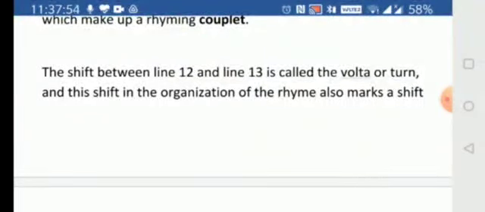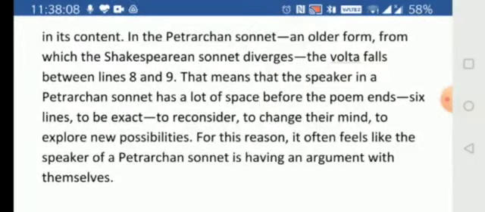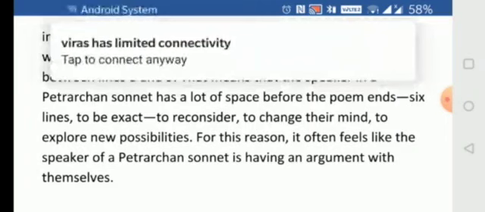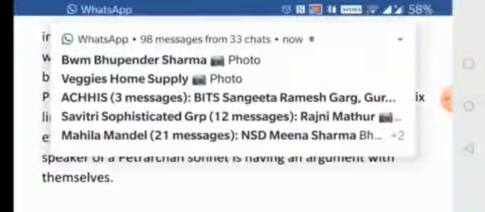The shift between line 12 and line 13 is called the volta or turn, and this shift in the organization of the rhyme also marks a shift in its content. In the Petrarchan sonnet, now Petrarch, earlier I have given notes on sonnet writing, in which it was explained, was an ancient Latin poet, meaning Italian poet, and who was the first one to introduce sonnet writing. An older form from which the Shakespearean sonnet diverges, meaning changes direction.